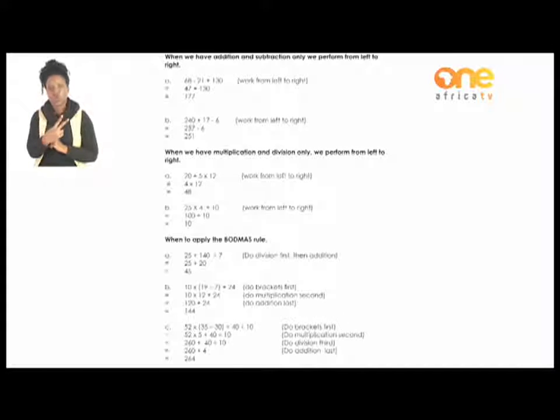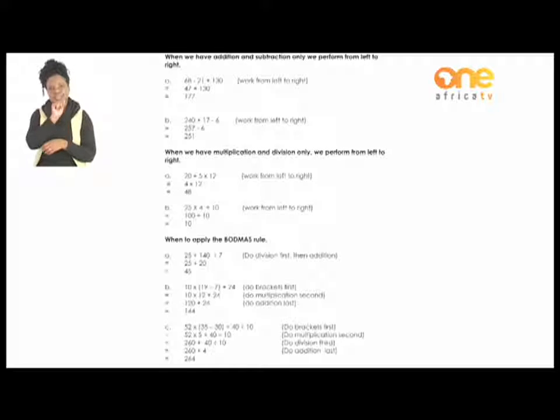Let's try when we have a multiplication and a division only. Remember again, BODMAS works from left to right. Multiplication and division is also like brother and sister: the one that comes first, that one we do first. Chanel, are we together? Yes, Chanel is together.